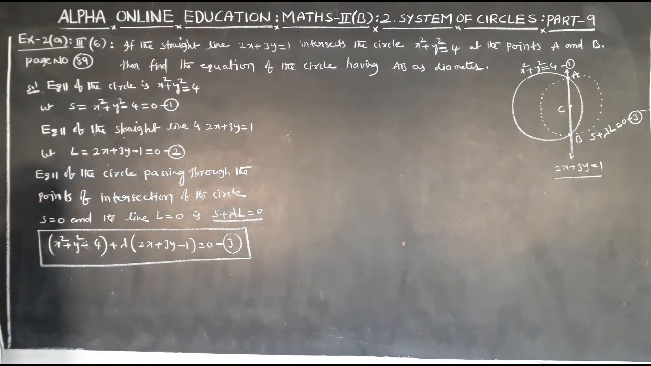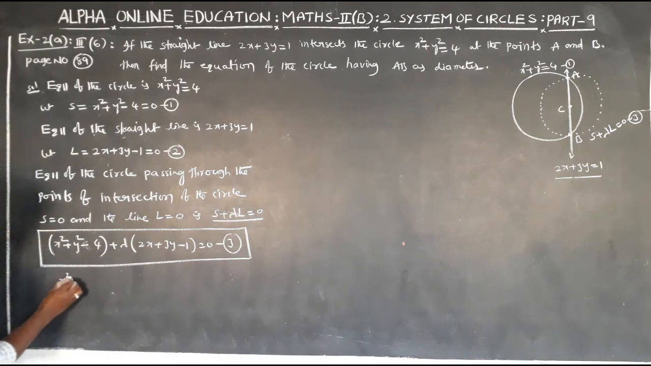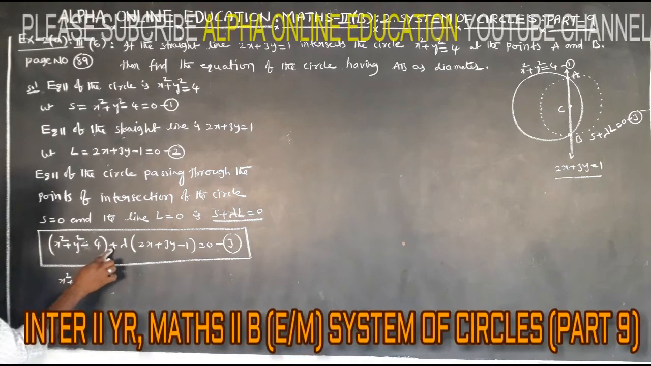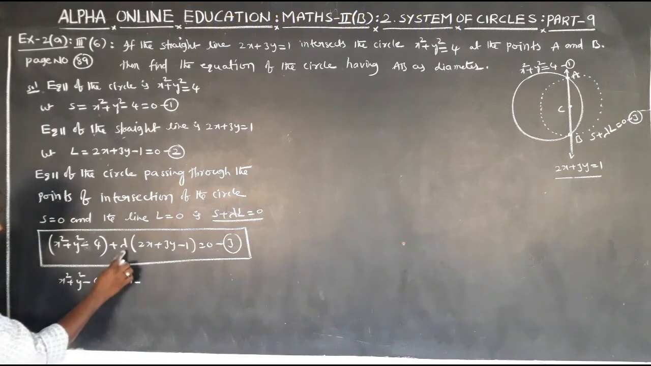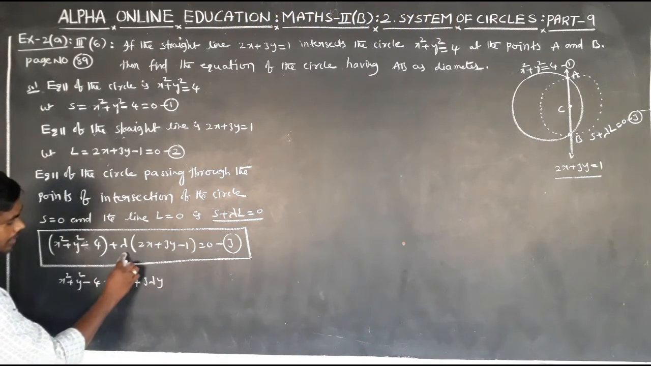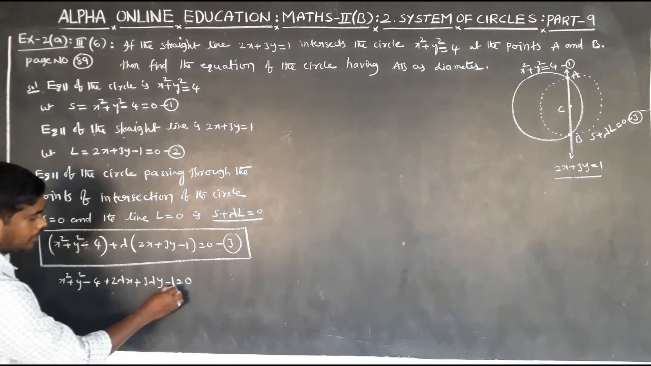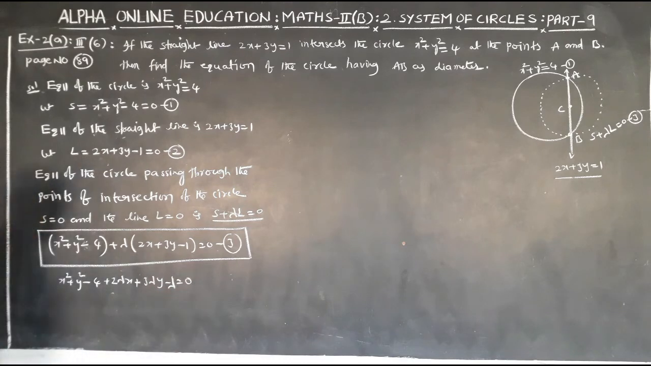So, first of all, find the center of the third circle. Third circle: x square plus y square minus 4 plus lambda into 2x, that is 2 lambda x, plus lambda into 3y, that is 3 lambda y, lambda into 1, minus lambda, is equal to 0.